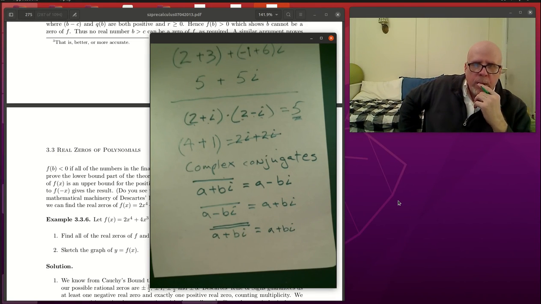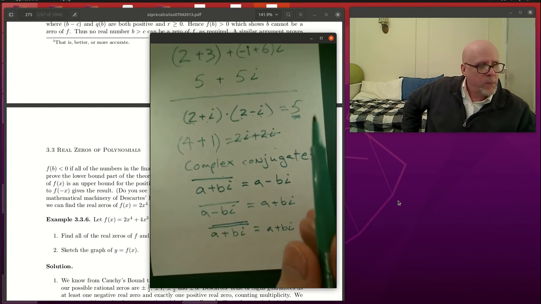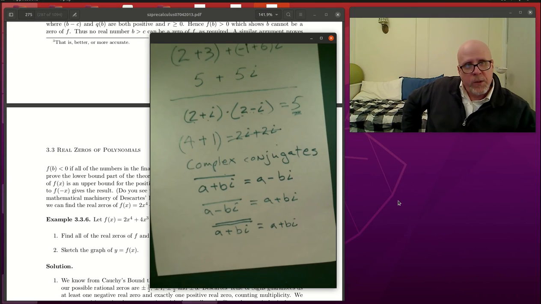We're going to use complex conjugates and the fact that the product of complex conjugates comes out real to allow us to do division.